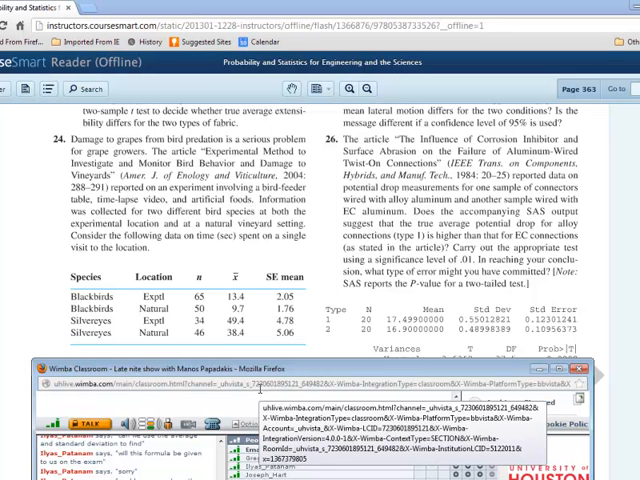So there are two locations: grape vines in the wild and in the experimental environment. So you have two different random variables here. The time the bird spends on the vineyard in the experimental environment, and the time the bird spends on the vineyard in the natural environment, and in both cases attacking grapes.